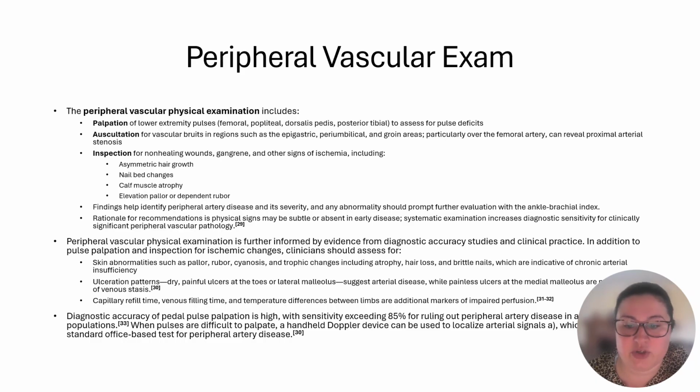Any abnormality should be further evaluated with ABIs. The rationale for these recommendations is that physical signs may be subtle and absent in early disease. Systematic examination increases diagnostic sensitivity for clinically significant peripheral vascular pathology.